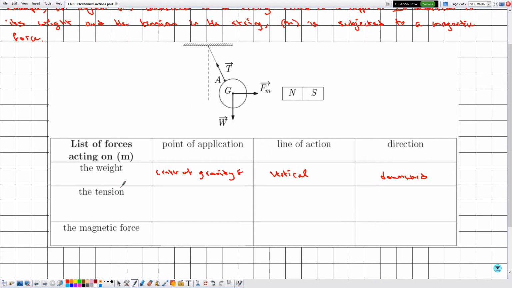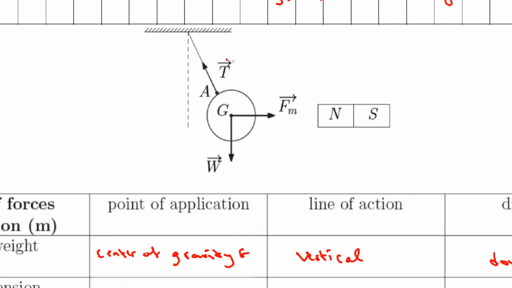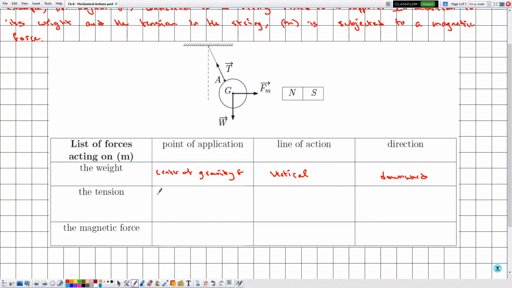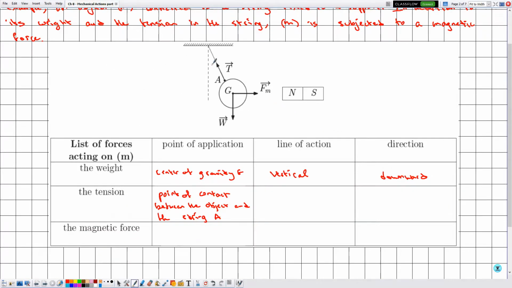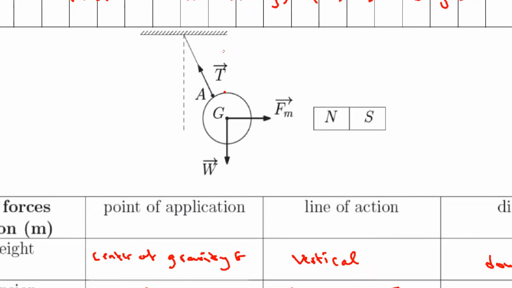Now regarding the tension, because it's classified as a contact force, the point of application will be the point of contact between the string and the solid. So it's the point of contact between the object and the string A. Now as for the line of action, it is meant whether vertical, horizontal or oblique. In this case it is oblique, along the string. Now as for the direction, notice that it is upward to the left.